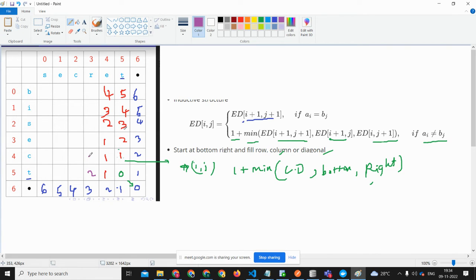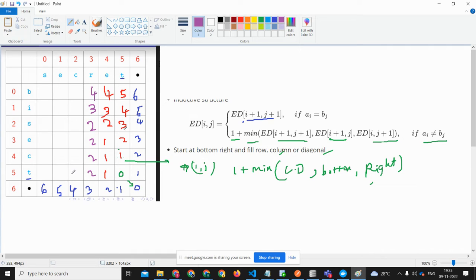Here, what am I supposed to put? 2. Good. 2 here, and 2. Good. And 2 again. Nice. 3, and 4. Good. Okay. So Uma, you want to fill the next one also?